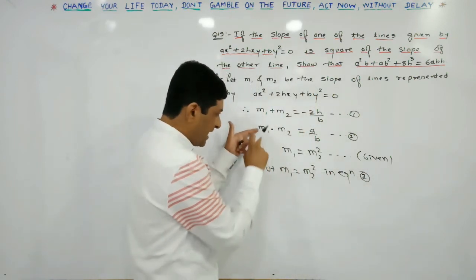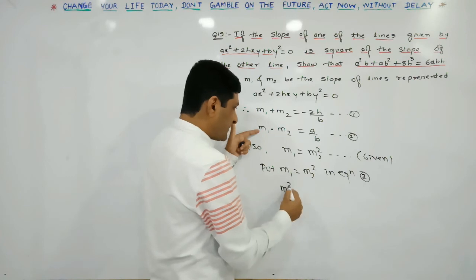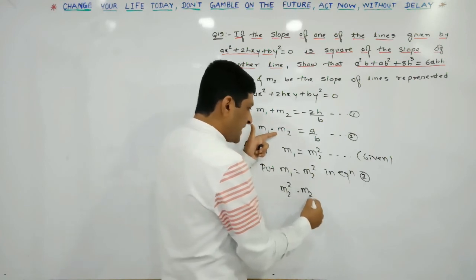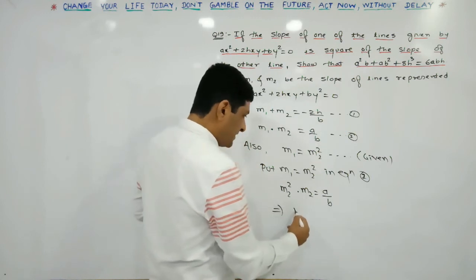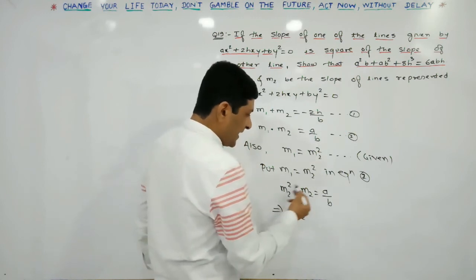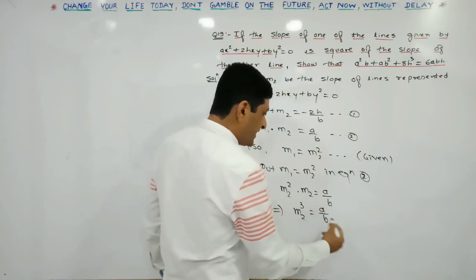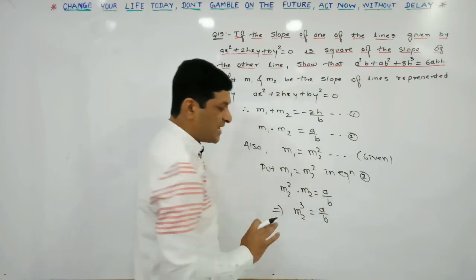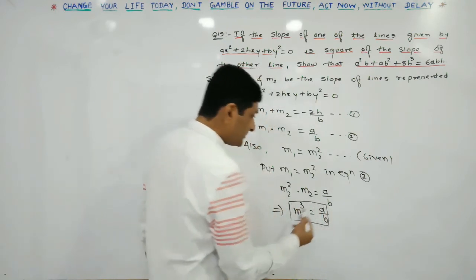See what we are getting. I am replacing this m1 by m2 square, into this m2, keep it as it is. On this side a upon b, keep it as it is, which implies that m2 square into m2 will be m2 cube, equal to a upon b. In this way we have got the value of m2 cube.